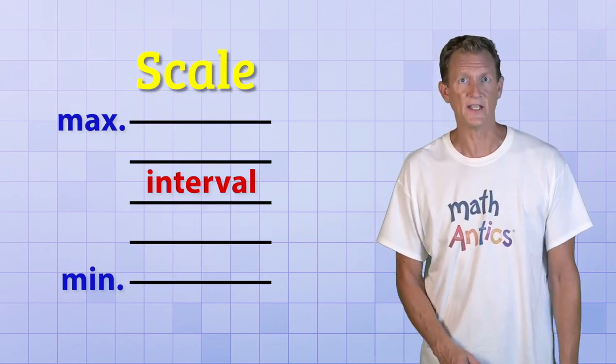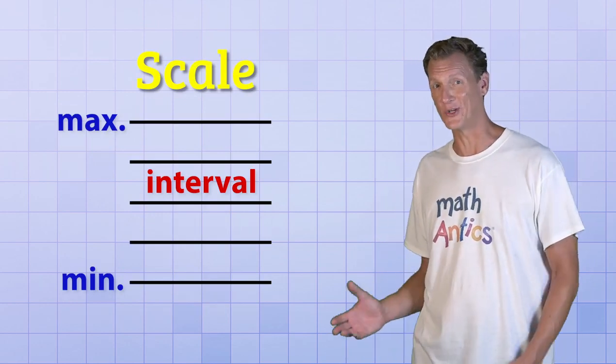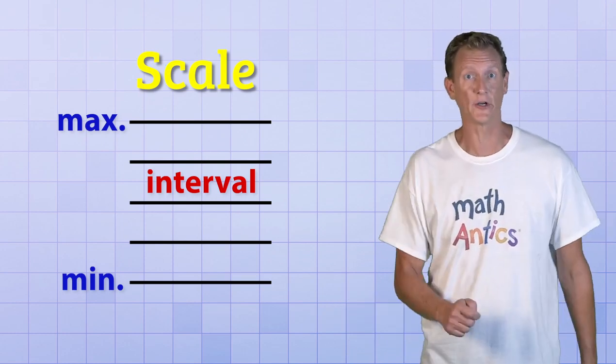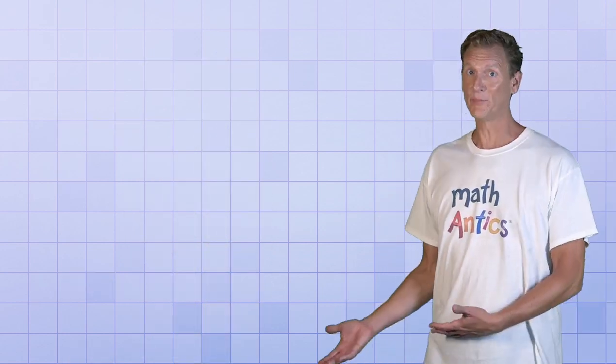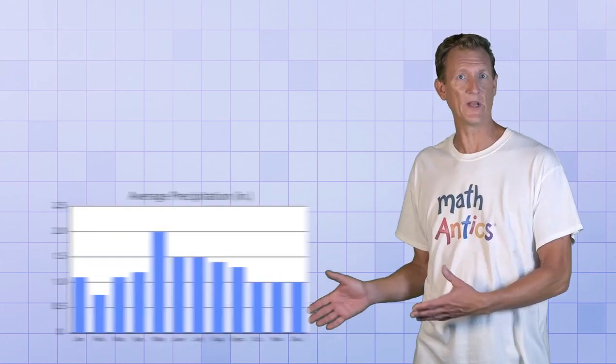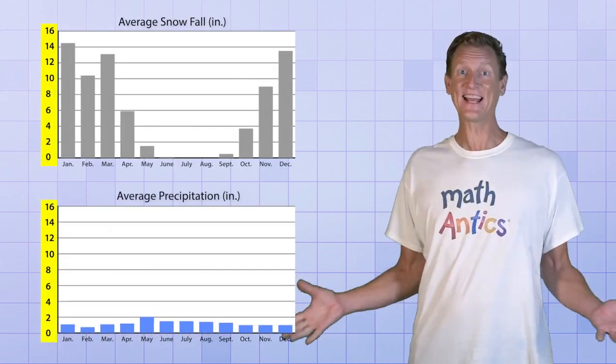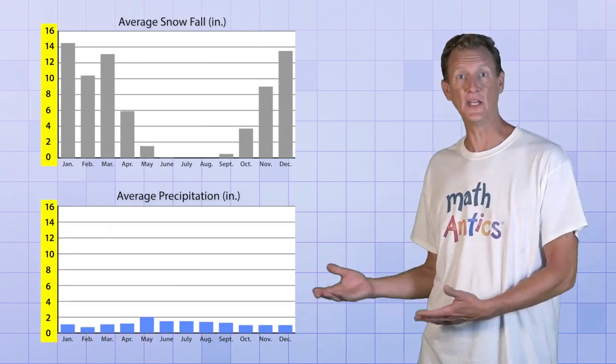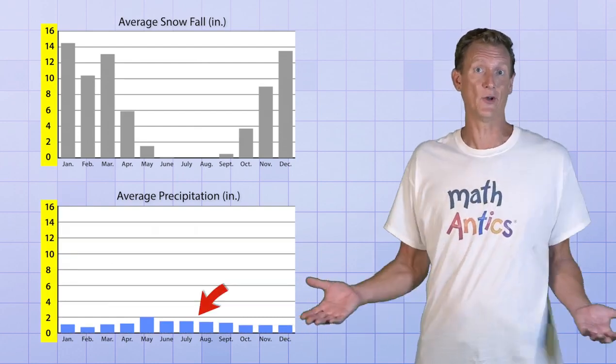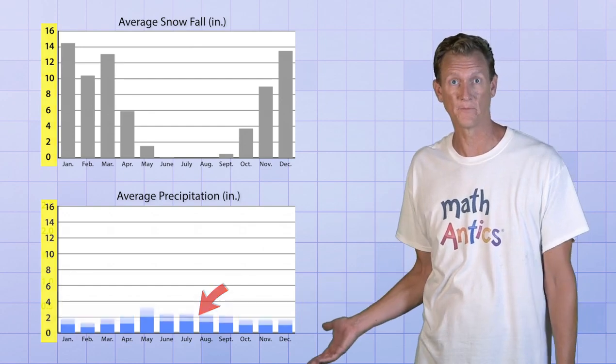When making a graph, it's very important to choose a scale that does a good job of displaying the data in a clear and understandable way. For example, if we used the same scale for the rainfall data as we did for the snowfall data, our graph would look like this. That's not good. Now you can hardly tell the difference between the heights of the bars because they're all squished down below the 2-inch mark.